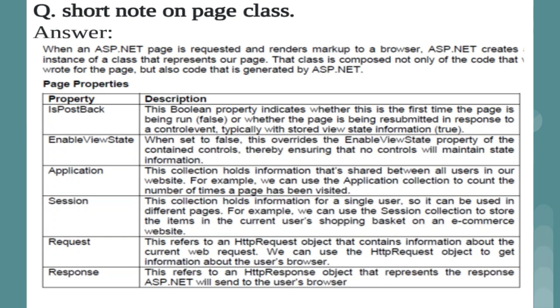Means if this particular property is set to false, what will happen? Suppose the first time we have executed the program and checked one particular checkbox, and we have set the enable view state property to false. Next time when you run the program, you will get that checked in front of the checkbox only. Means the page will store the previous information only, not the current or new information. So that is view state.